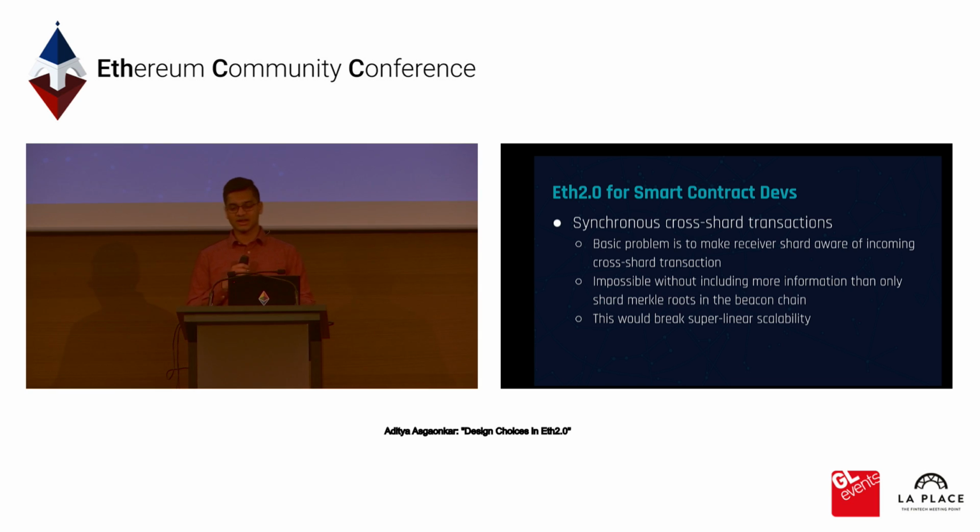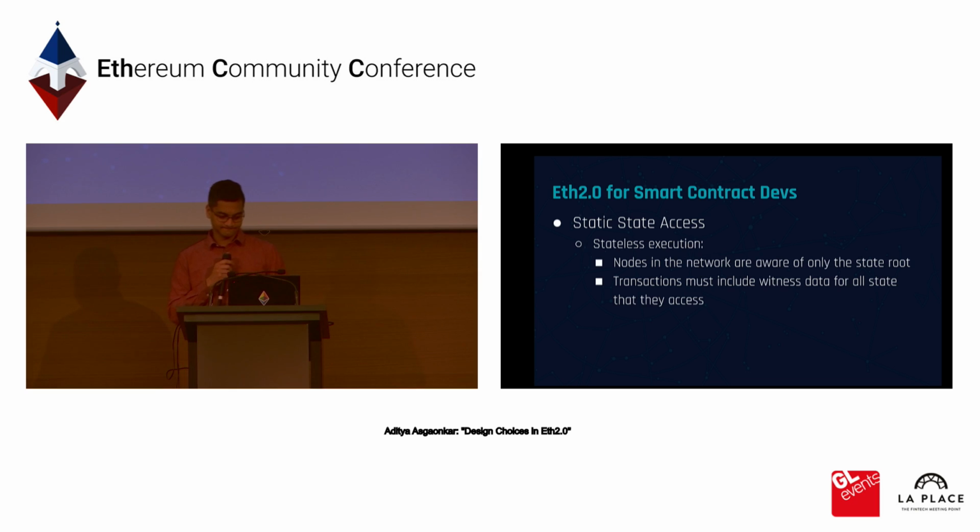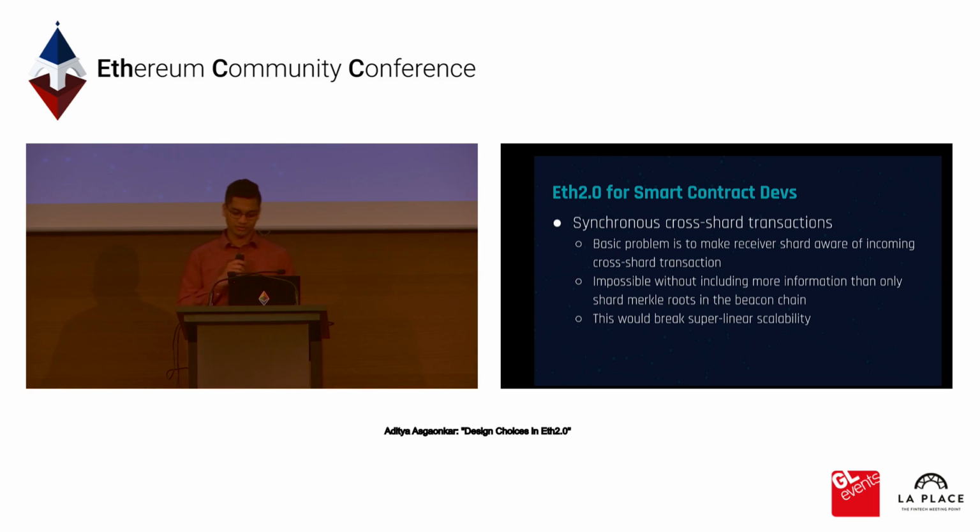So it seems like it's kind of impossible without including more information than only Merkle roots, as we do right now, in the beacon chain. So you would have to include the entire pre-image of that transaction, not just Merkle roots, because Merkle roots don't tell you what the transaction is. And basically this breaks superlinearity, right? Because now you're putting plain old data into the beacon chain, not Merkle roots, which means everyone bears the entire burden of that data, which is not good for superlinearity. So that's the basic problem with cross-shard transactions.